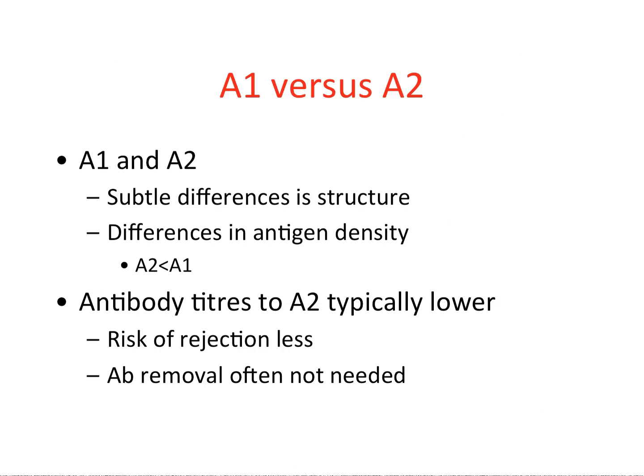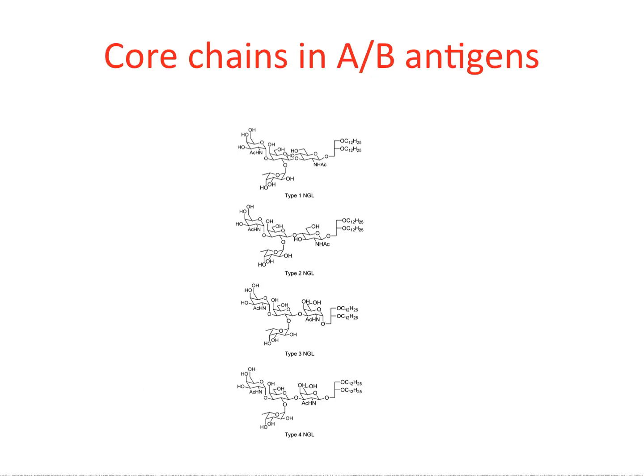So A1 versus A2 is important to have some grasp of. So there are subtle differences in the structure of A1 and A2 and quite large differences in the antigen density. And in general, there's a lot less A2 than there is A1. And therefore, the antibody titers to A2 are typically lower. So the risk of rejection is less, and it's quite commonly possible to do a blood group incompatible transplantation A2 to O without any antibody removal. So you've got to be able to subtype A1 and A2.